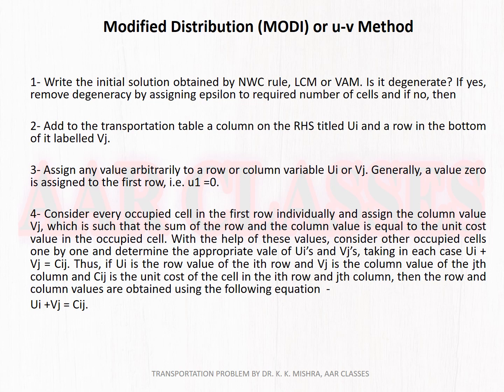Thus, if Ui is the row value of the ith row and Vj is the column value of the jth column and Cij is the unit cost of the cell in the ith row and jth column, then the row and column values are obtained using the following equation: Ui plus Vj is equal to Cij.